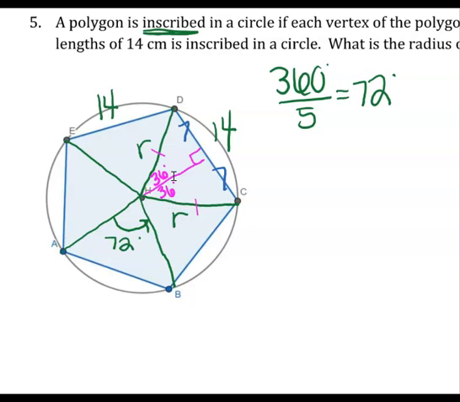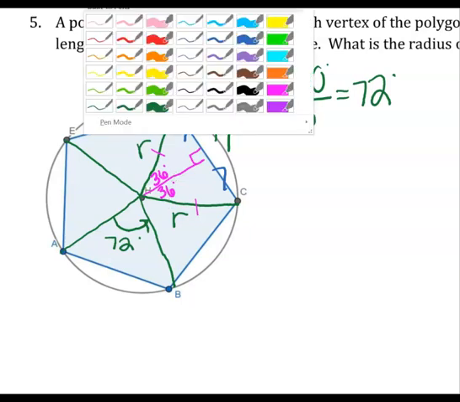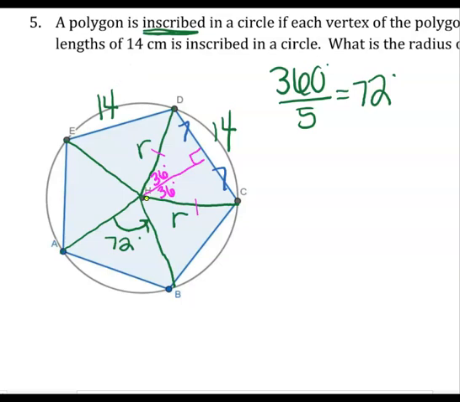Remember, our end goal is to find the radius. We're going to focus right here. Which I don't love that I just colored over that. Let me actually grab my highlighter. Right here. Let's focus on this triangle. There's your right triangle. I'm going to redraw it. Here's your right angle. This is 7. This is 36 degrees. And this is your radius.